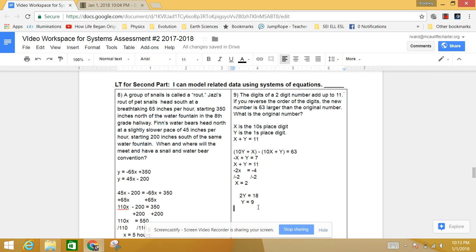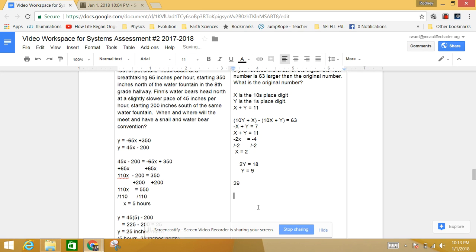So my number is 29. Now, I'm going to go ahead and prove that that actually is the number. I'm going to reverse the digits, 92, and I'm going to subtract 29 from that, and that will in fact give me 63. And if I added the digits 2 plus 9, I do get 11.